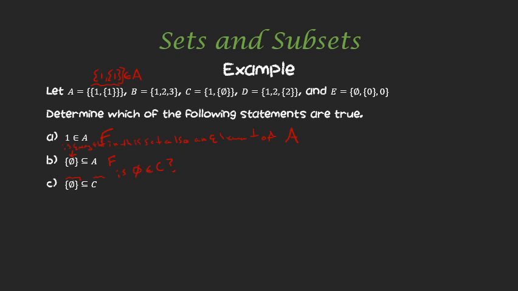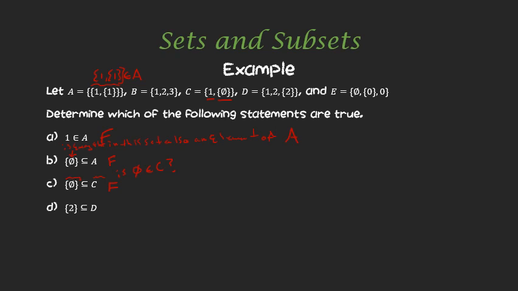And so we'll go to C here. C contains two elements, namely 1, the number 1, and the set containing the empty set. So an element of C is the set containing the empty set. However, the empty set itself is not an element of C. It's an element of a set that's contained in C, but nevertheless the empty set is not an element of C, and so this one is false as well.